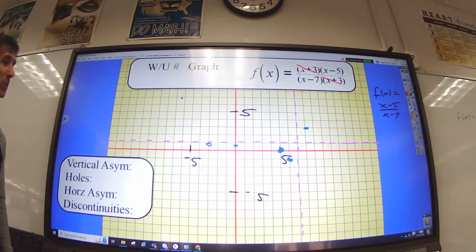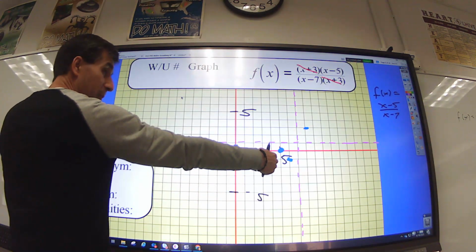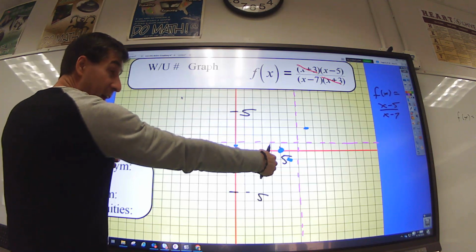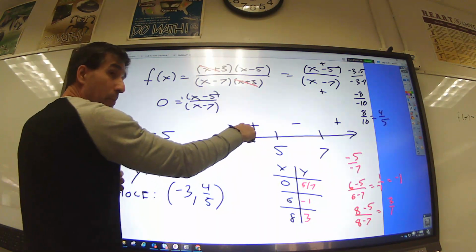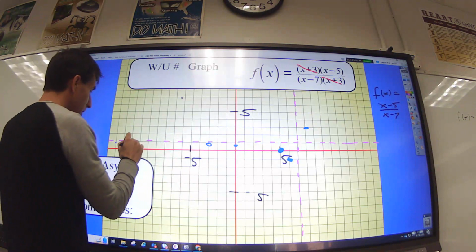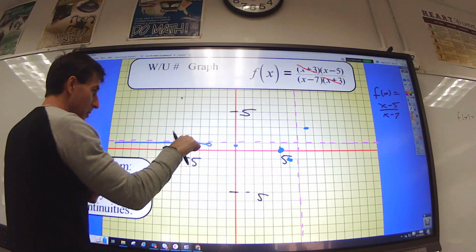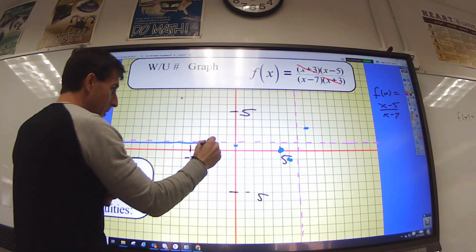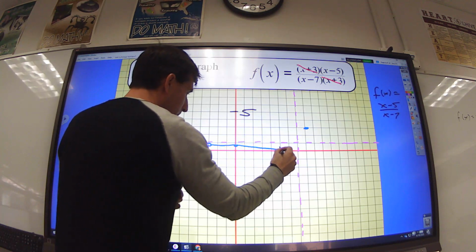I think you guys can see what the graph's going to look like without checking the intervals. But between negative infinity and 5, what do I got? Less than 5, I got a positive, right? Which makes sense. So I'm going to stay above, see how I'm above this but below my intercept. I'm positive, go through that point, and then I go there. Boom.